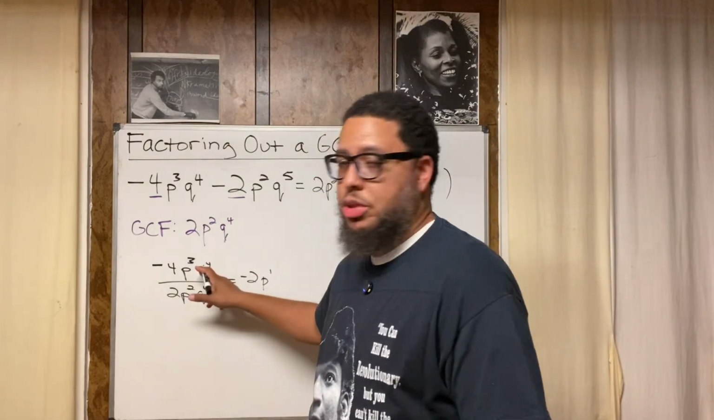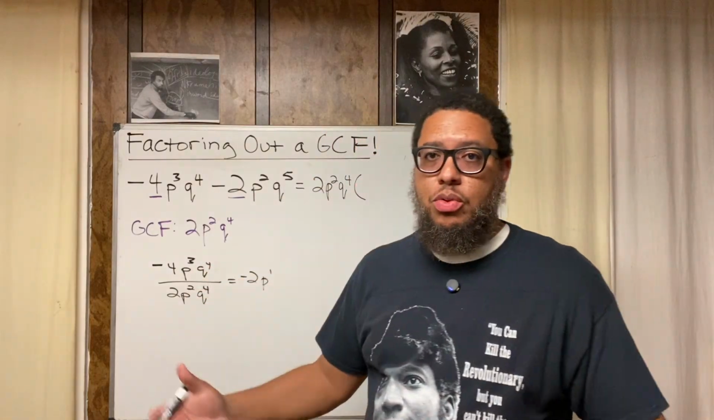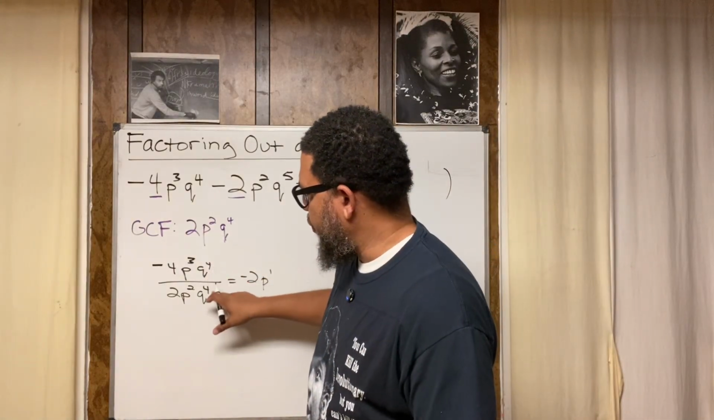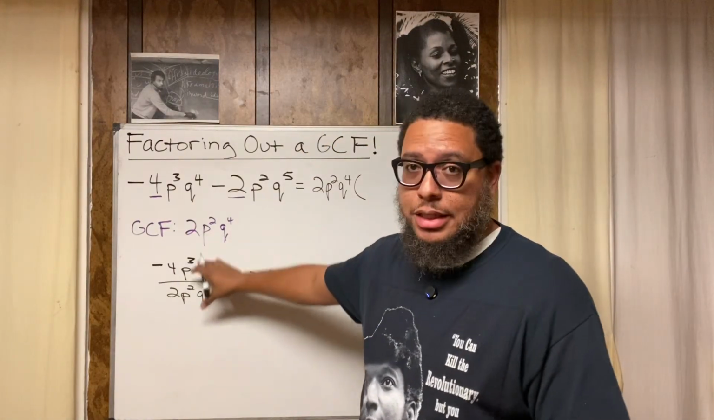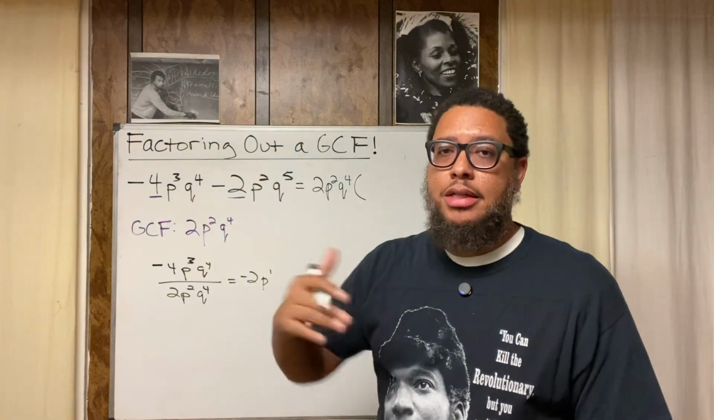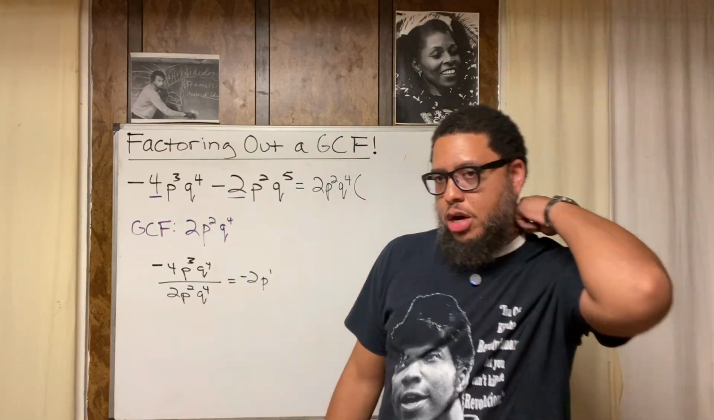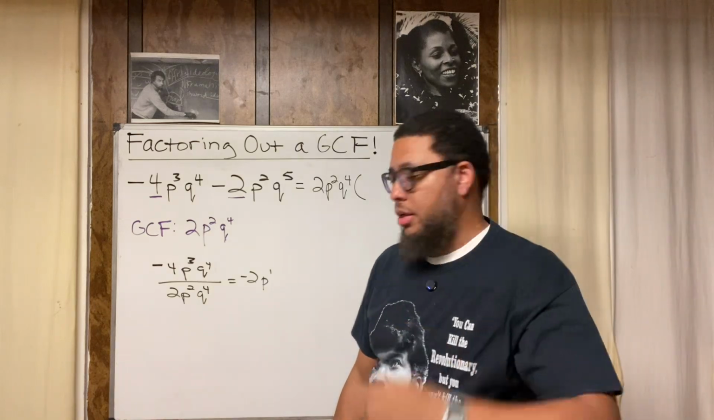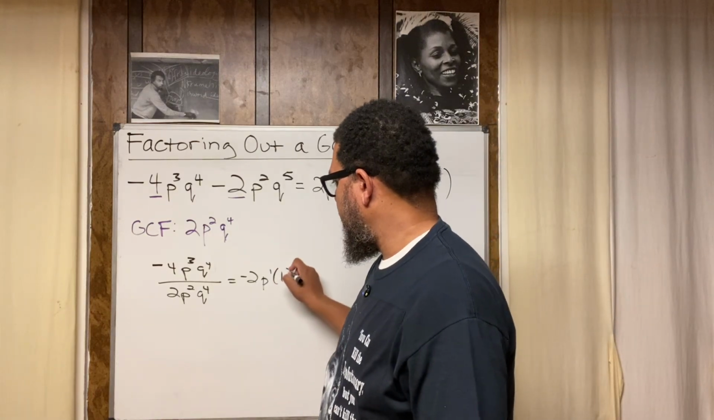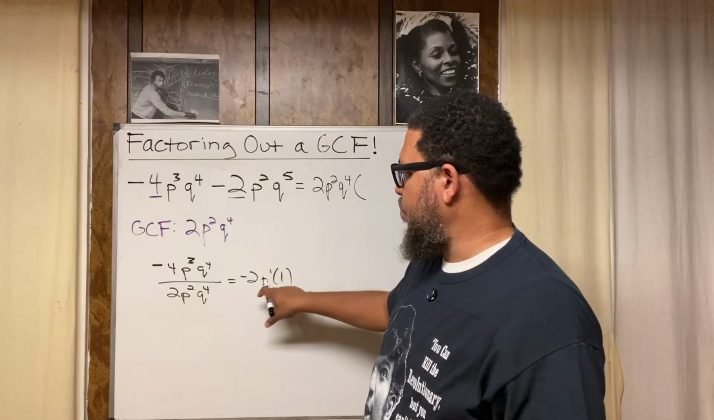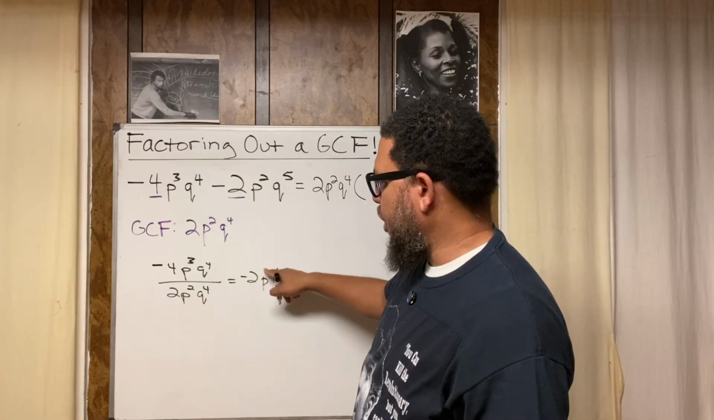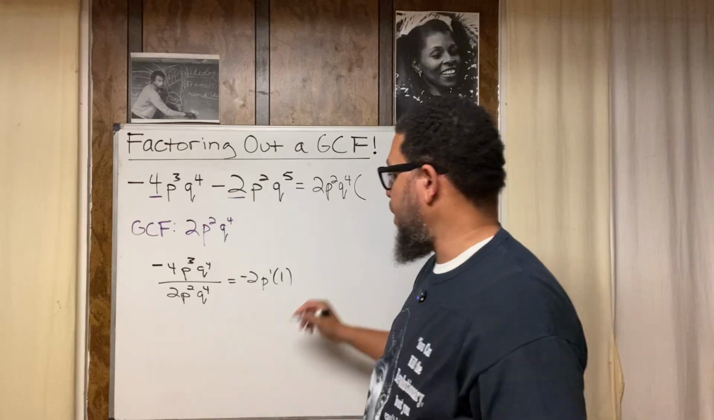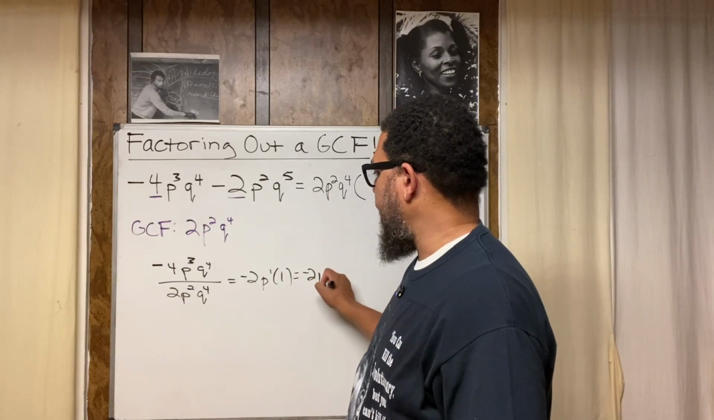All right, then we go to the q's, right? Q to the fourth divided by q to the fourth. So that's the same term. Anytime you divide a term by the same term, whether it's a variable or a number, the quotient is 1. So you got negative 2p to the first times 1. So this one you don't need, and this one you don't need, because negative 2p times 1 is just negative 2p.